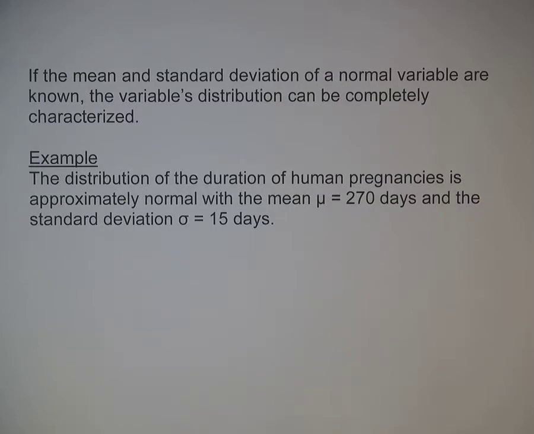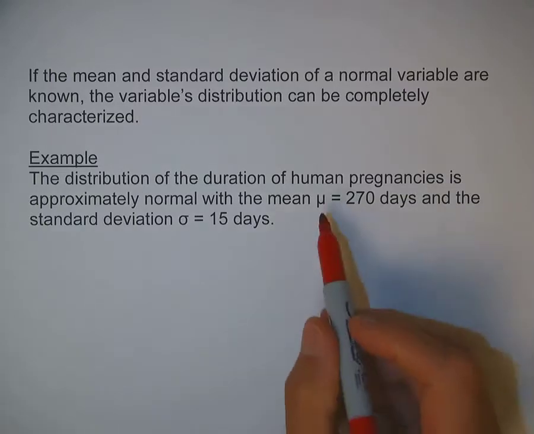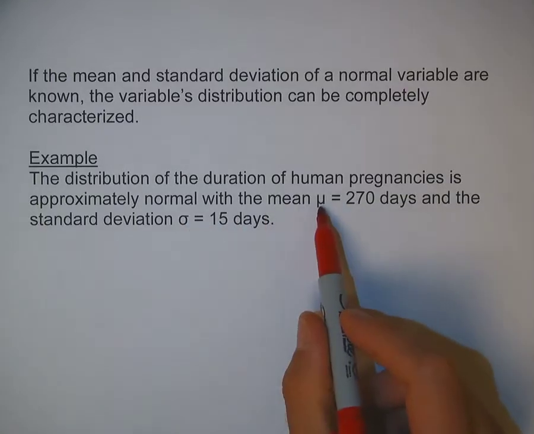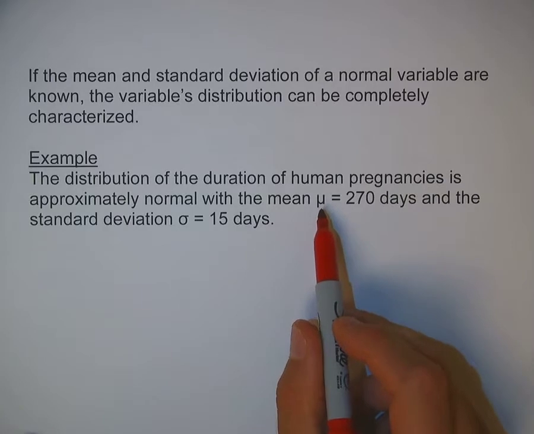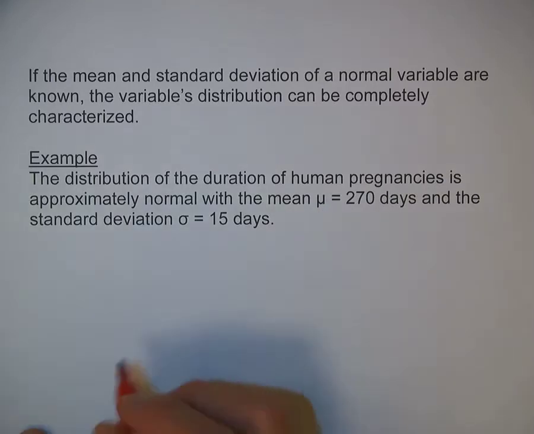Okay, so let's take a look at an example and see what the distribution might look like. The distribution of the duration of human pregnancies is approximately normal with a mean of mu equals 270 days and a standard deviation of sigma equals 15 days. Notice we're using mu and sigma because we're now dealing with the population of humans. So we know that the distribution is approximately normal.